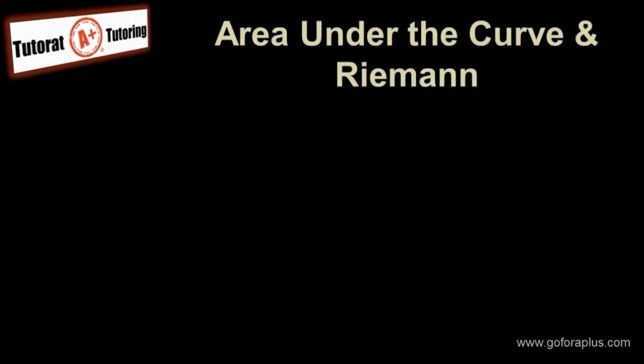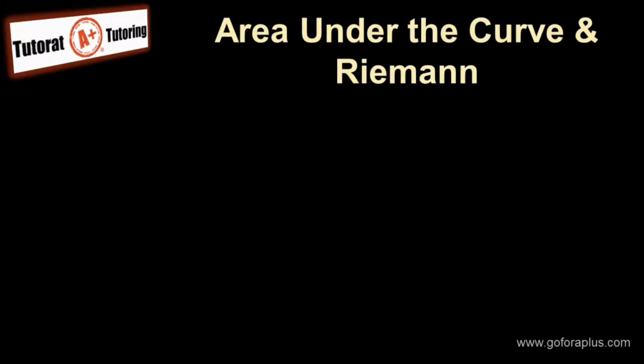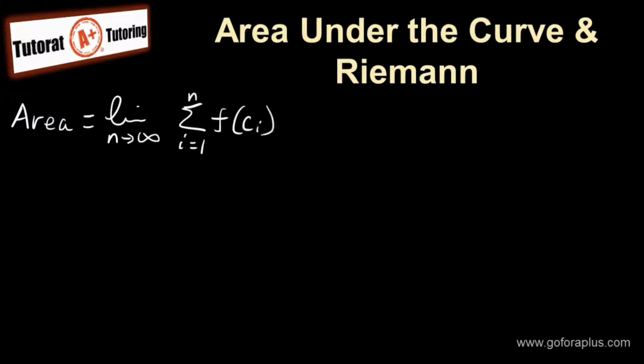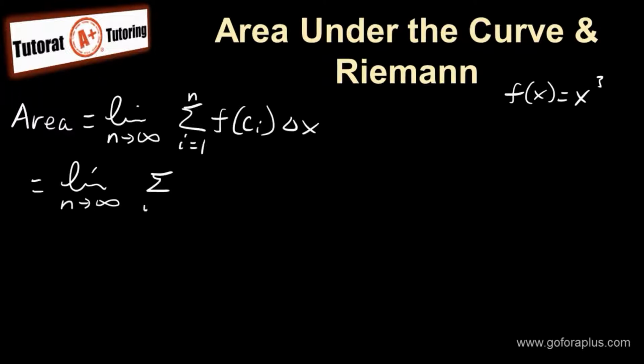Now, let me write down the equation for the area. The area is equal to the limit of n approaching infinity, summation from i equal to 1 to n, f of ci delta x. Now, we know that f of x is equal to x cubed. So if we replace this, it will become limit of n approaching infinity, summation i equal to 1 until n, i over n, that's basically your ci, to the power of 3, times 1 over n.